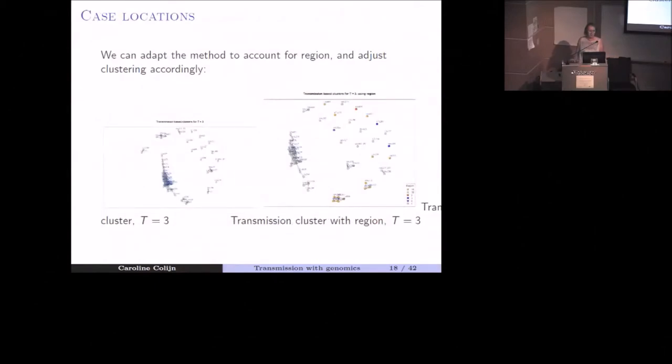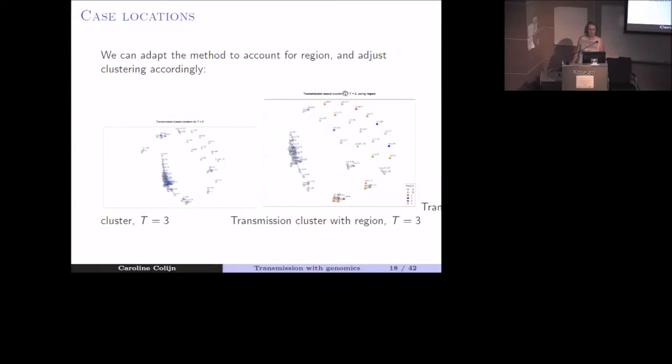Okay, we also adapted this to take into account the region. So this is back to our data for BC again. This is a picture of some data from BC from Jen. Each dot is a case, and this is our transmission-based clusters for T equals 3. So putting things together, if we think that the probability there are three or fewer transmissions between them is greater than 80%. So that's that.